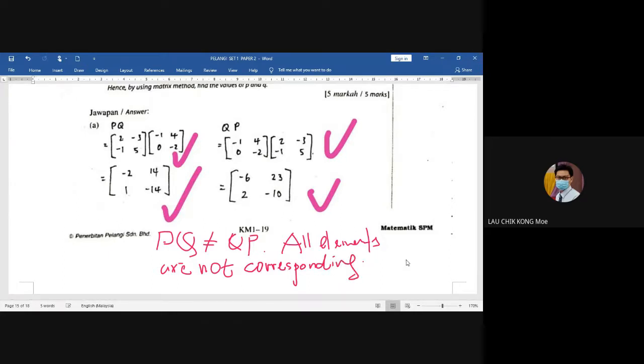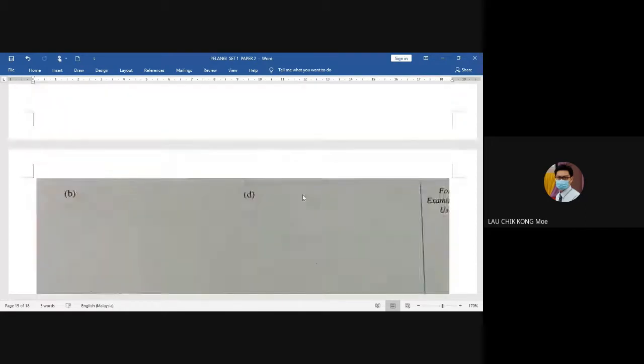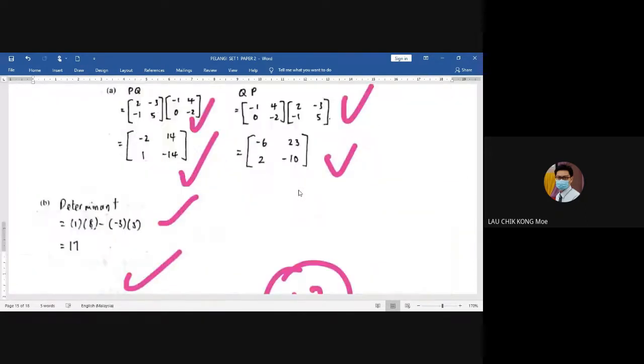Okay, so this is 2 marks. 1 mark for this one, and 1 mark for the reason. Okay, this is 2 marks, 2 marks. So all together here already 6 marks. Okay, and 17 part B, determinant. This one I want to discuss about the determinant.